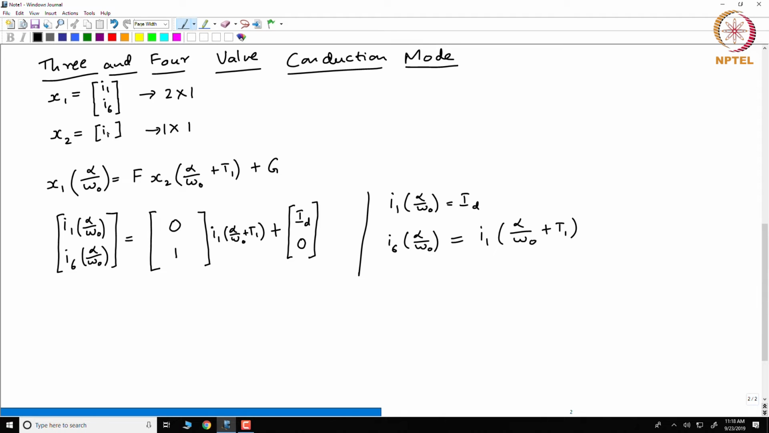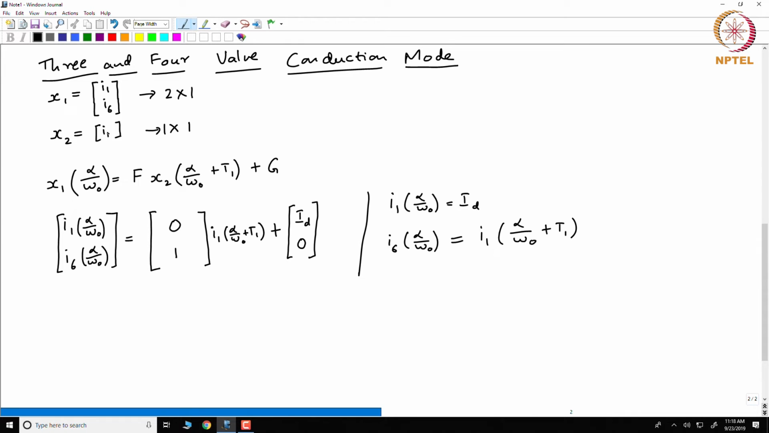So this is something which is actually satisfied always. After looking at many cases, people have arrived at this equation. So I just gave it as a statement without proving. Now we saw that it actually gets satisfied for 3 and 4 valve conduction mode. It is not only for 3 and 4, we can see that it also is satisfied for 2 and 3 valve conduction mode and also for other circuits. This is the simplest circuit.